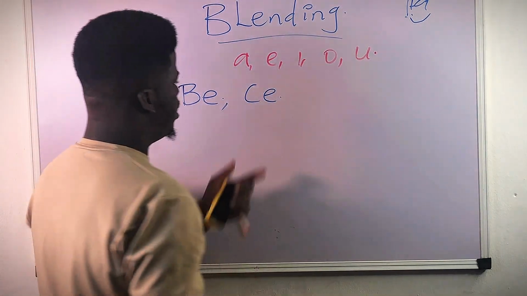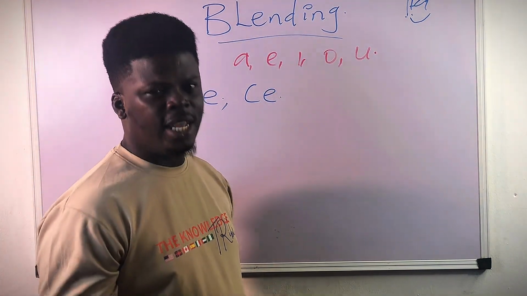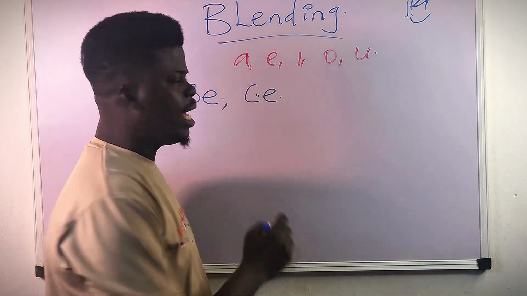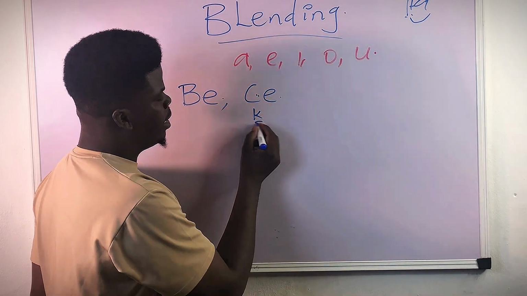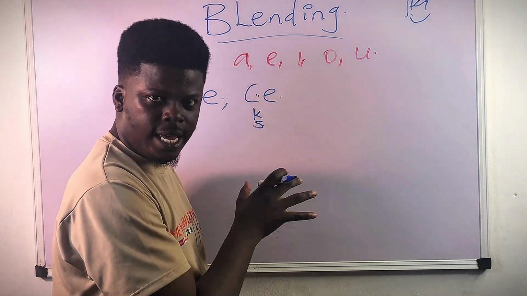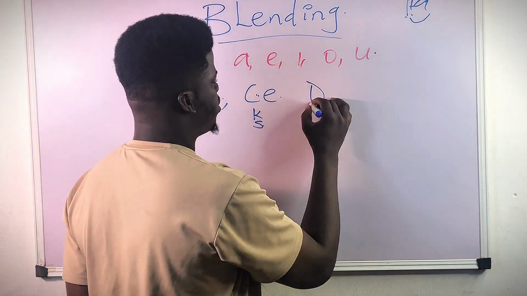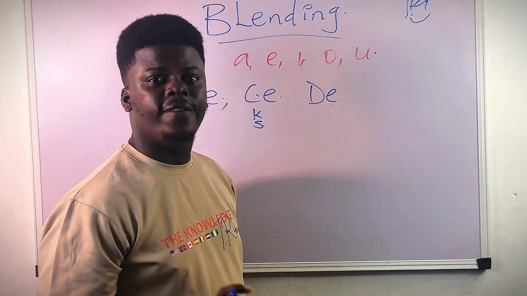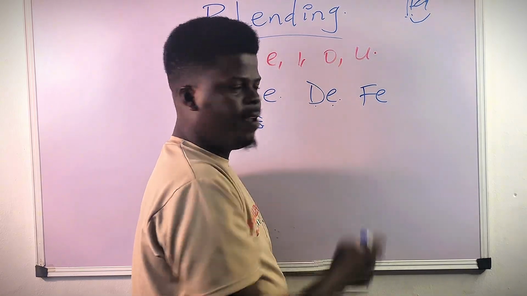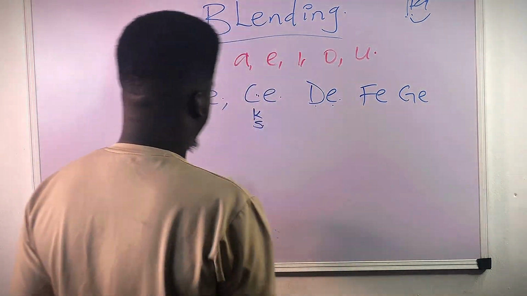So the next one is C and E. All right, there's a rule here, although we've not gotten there yet. Anytime E comes after C, we don't pronounce the C as K, we pronounce the C as S. Do you understand? Se, okay? Se, fantastic, not Ke, okay? Not Ke, fantastic. De, fantastic. Fe, fantastic. Ge, fantastic.